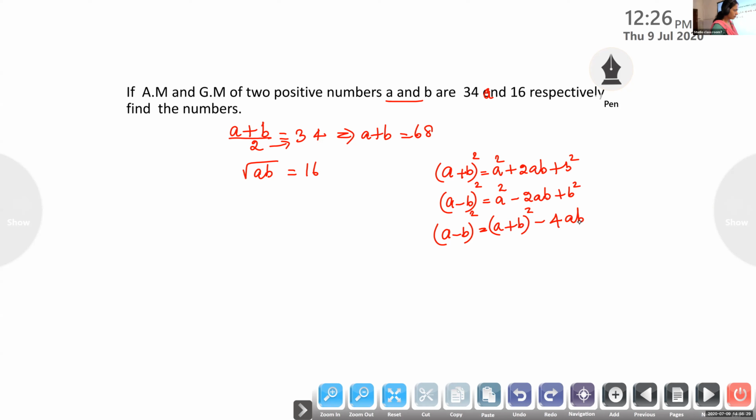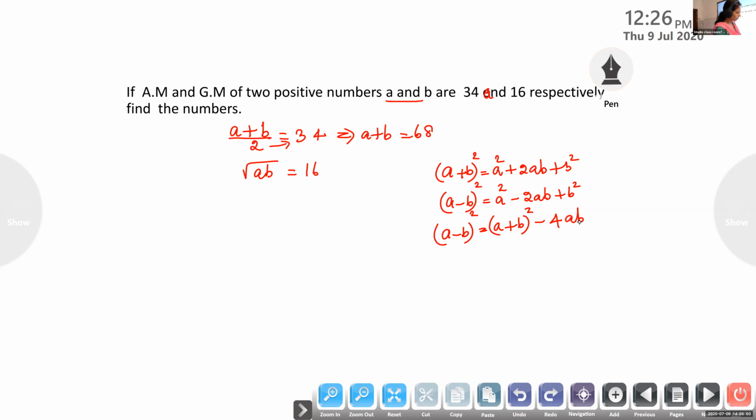Is it correct? (a minus b) the whole square is (a plus b) the whole square minus 4ab. What is (a plus b) the whole square? a square plus 2ab plus b square. From there we are removing 4ab, so plus 2ab minus 4ab. On simplifying you will get a square minus 2ab plus b square.